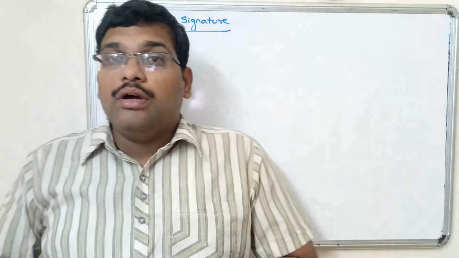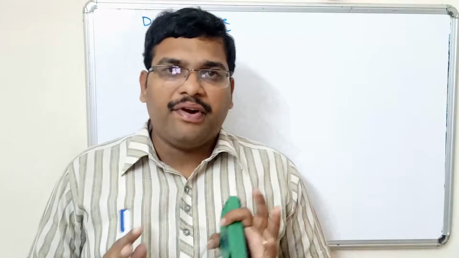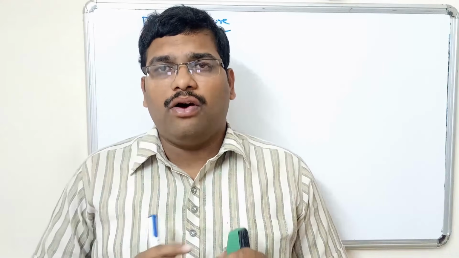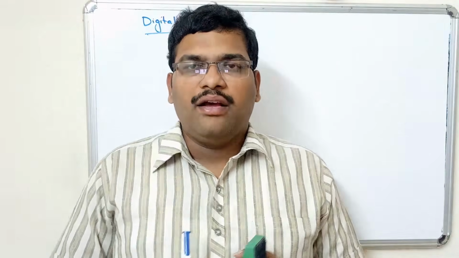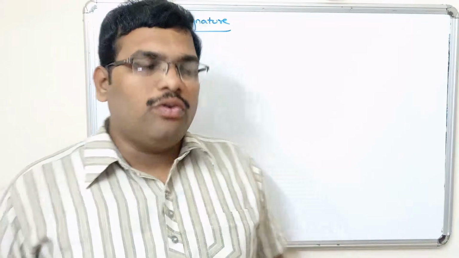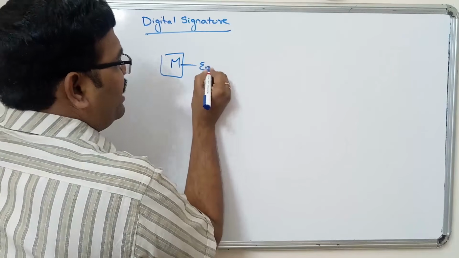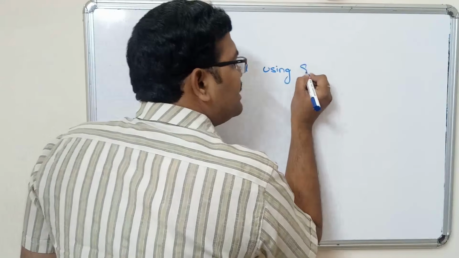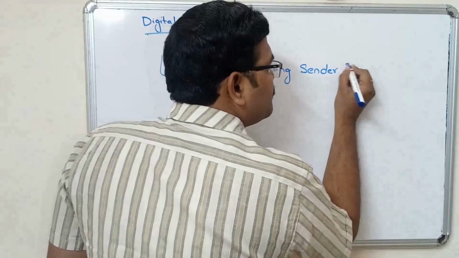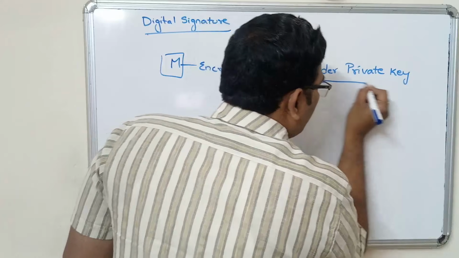Before going to the algorithm, first we have to know what a digital signature is. As we know, in asymmetric encryption we have two different keys: a public key and a private key. The public key is available to all the users, and the private key is not shareable; it stays with a particular person. So if the message is encrypted using the sender's private key, this is very important.